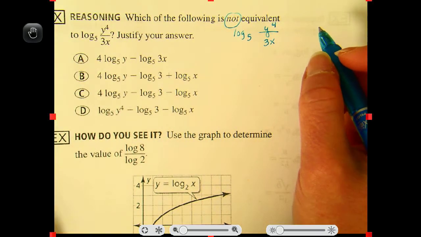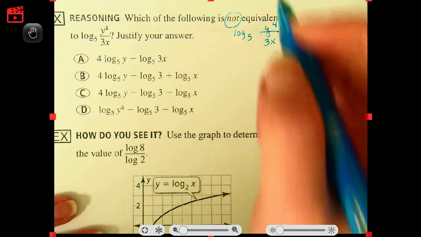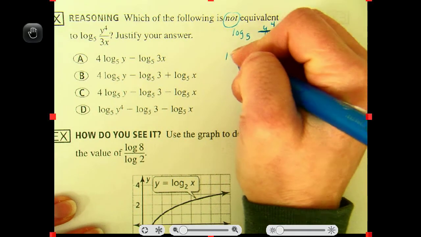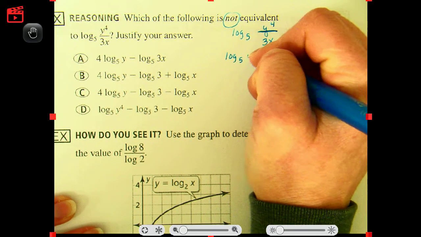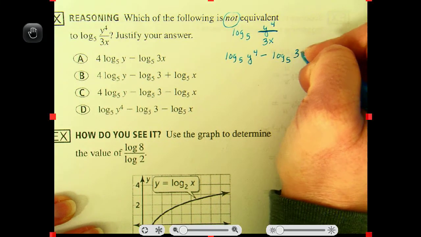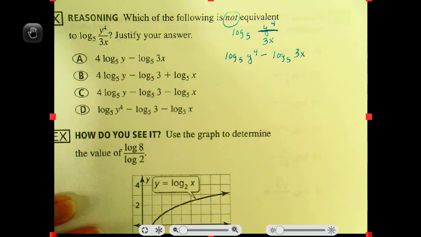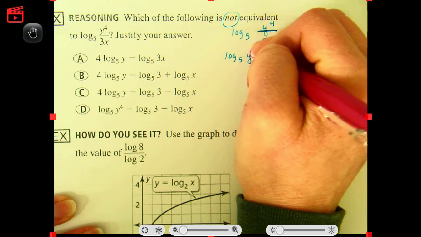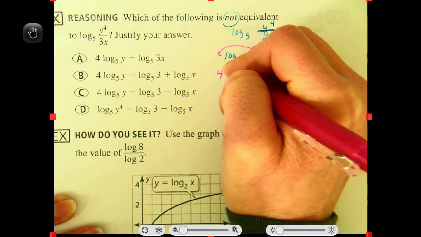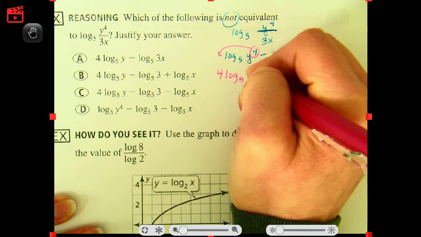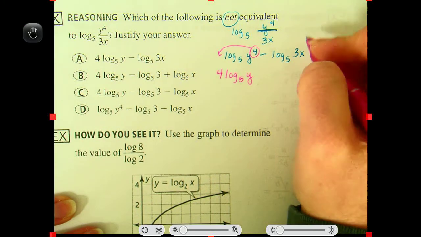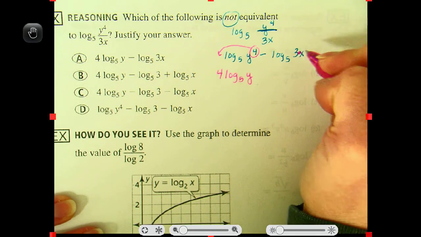Let's see, the very first thing I notice, and hopefully you as well, is that since it is division, I can change it to subtraction. So I'm going to have log base 5 of y to the 4th minus log base 5 of 3x. Next thing I see is that this power can move to the front. So I have 4 log base 5 of y. And at the same time, I'm going to kind of multitask here. I notice that this is times.